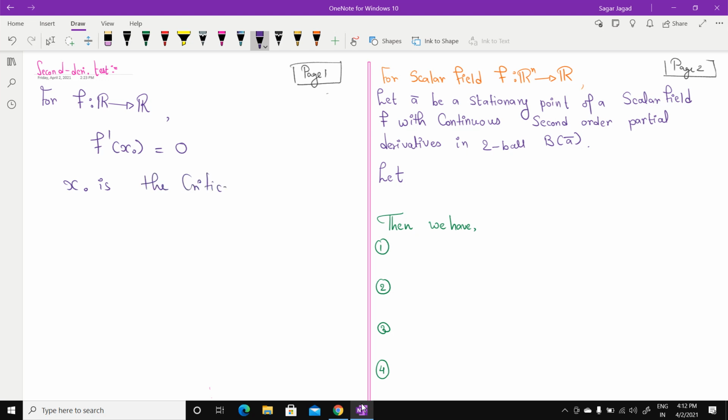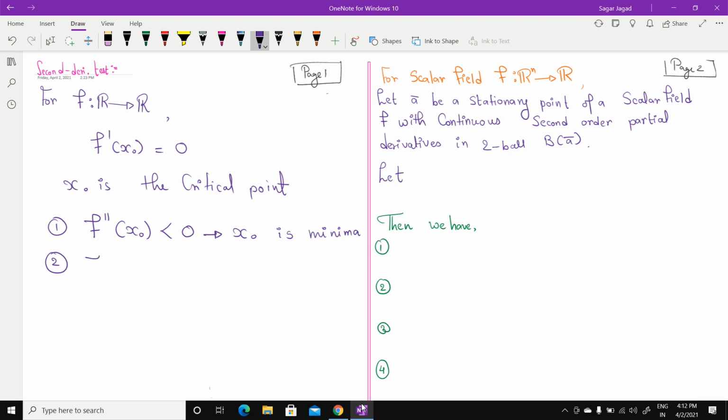Critical point. Correct. And after finding the critical point, we consider two cases. If we find the double derivative at the point x naught, and if the double derivative is greater than 0, then we conclude that x naught is a minimum point, minima. Correct? Means at that point my function will be minimum.